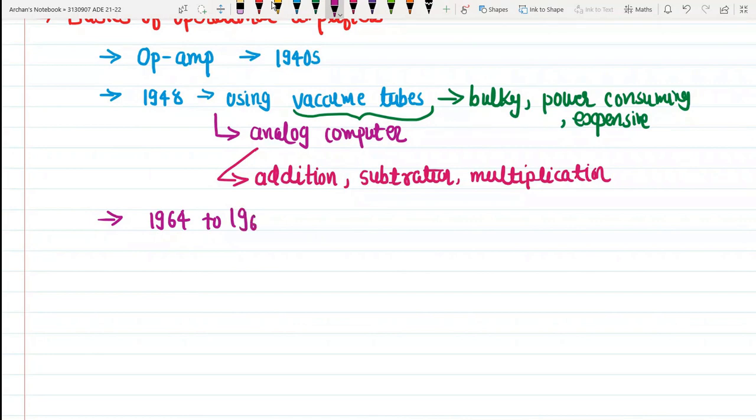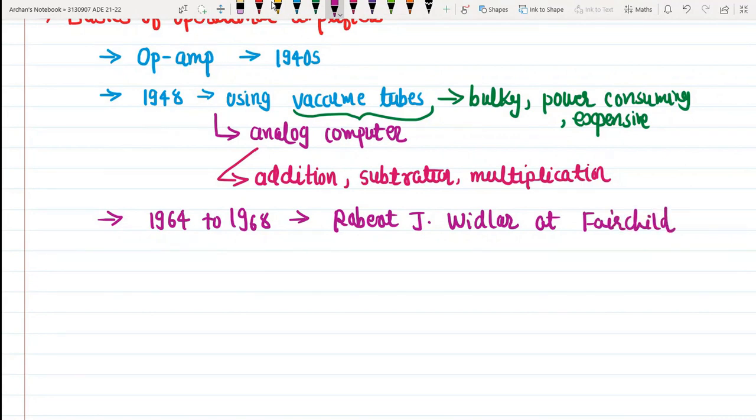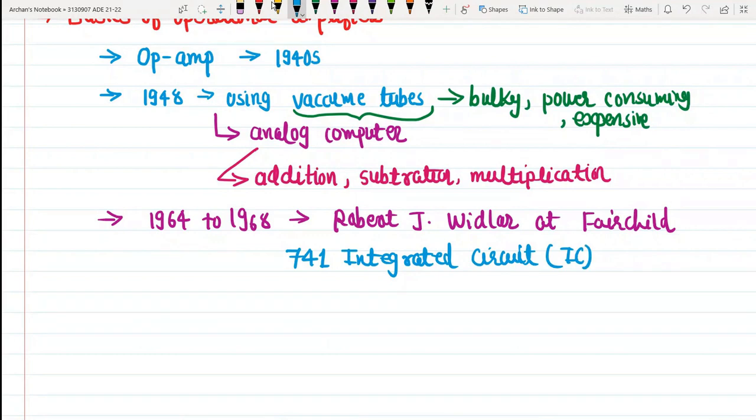A lot of research was going on, and finally, in 1964 to 1968, a scientist named Robert J. Widlar at Fairchild Semiconductor brought out the most popular 741 integrated circuit, now known as IC.